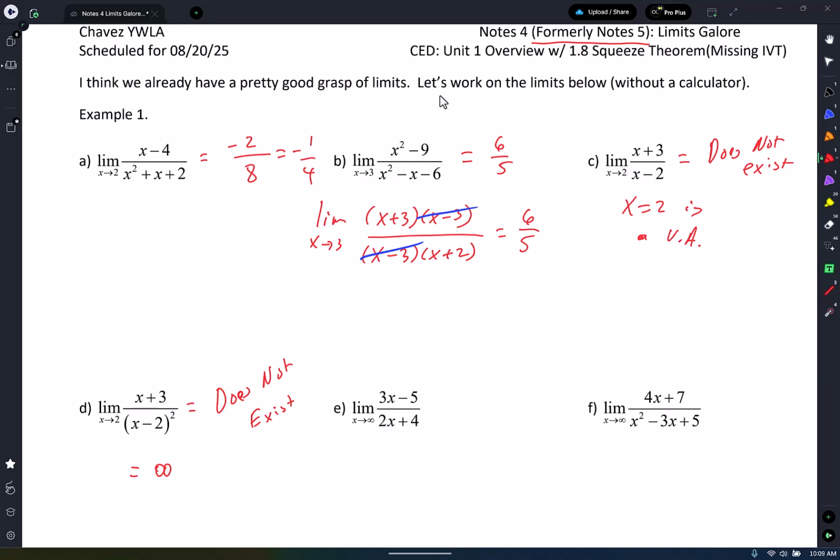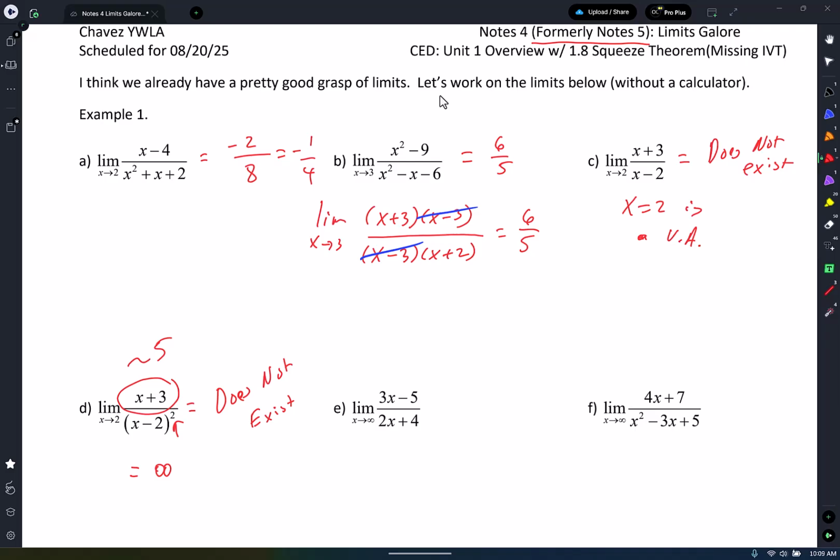You see that squared? If I were to do a table, look what's happening as you get closer and closer to 2. So the top is always kind of like 5. 2 plus 3 is 5. But as I get closer to 2, let's go from the right. 2.1 minus 2 is 0.1. 0.1 squared, even a smaller number. 2.01 minus 2, 0.01. 0.01 squared, even a smaller number. A number like 5 divided by a super, super small number, it's going to explode the output.